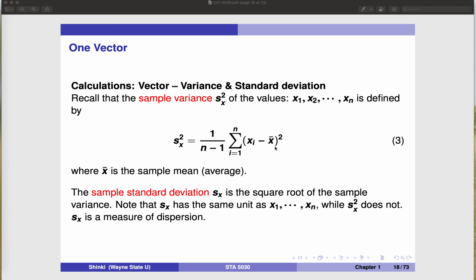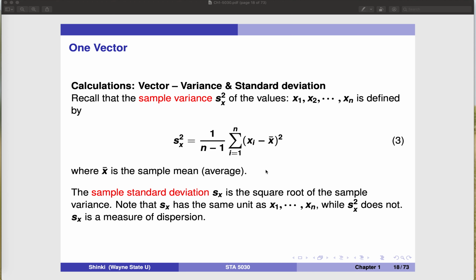Second, why do we take the square of xi minus x bar? One reason is that we want to focus on distance. If we don't put the square, then the summation of xi minus x bar cancels. So actually this S sub x square would be 0. So that is useless. So that's why we put the square here.